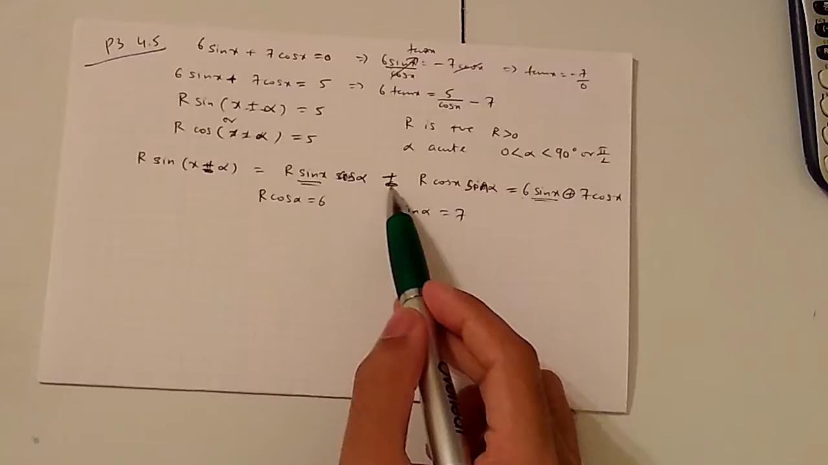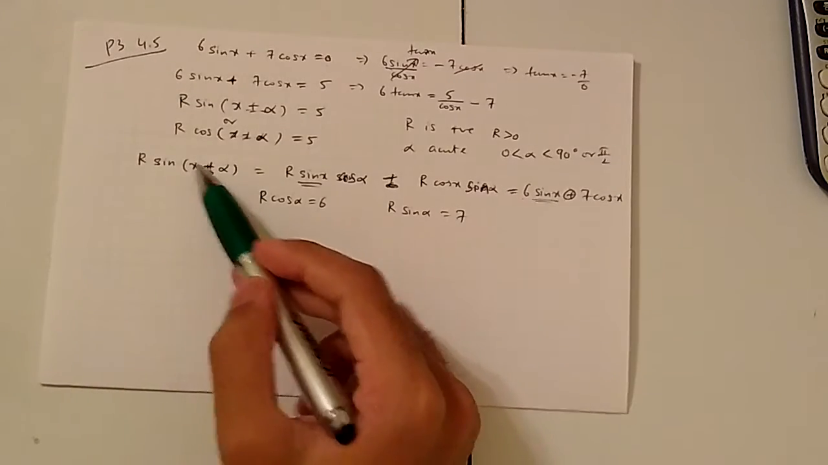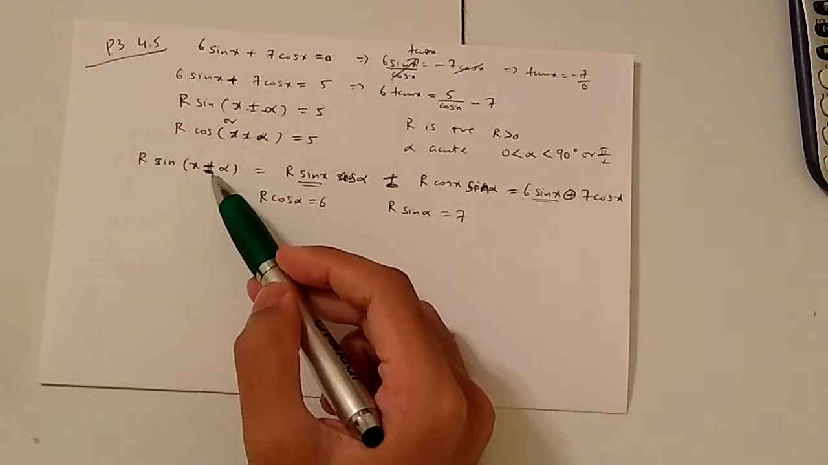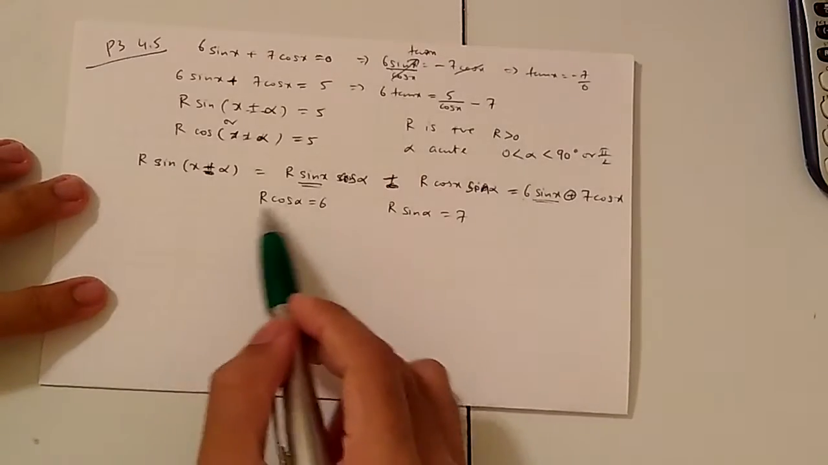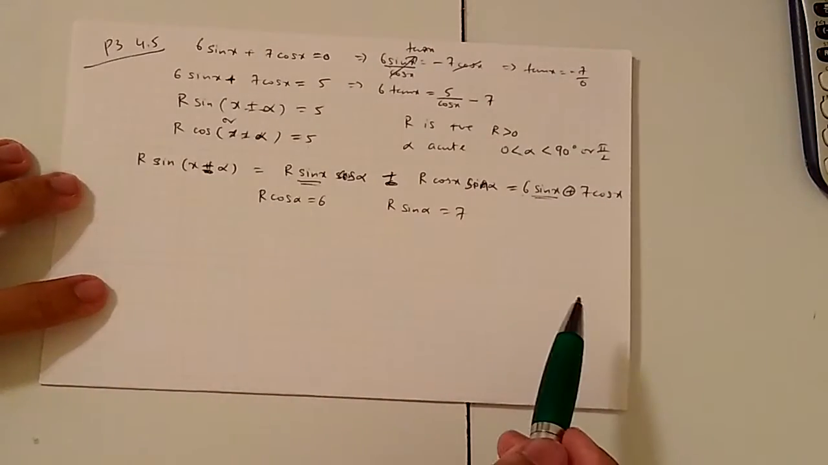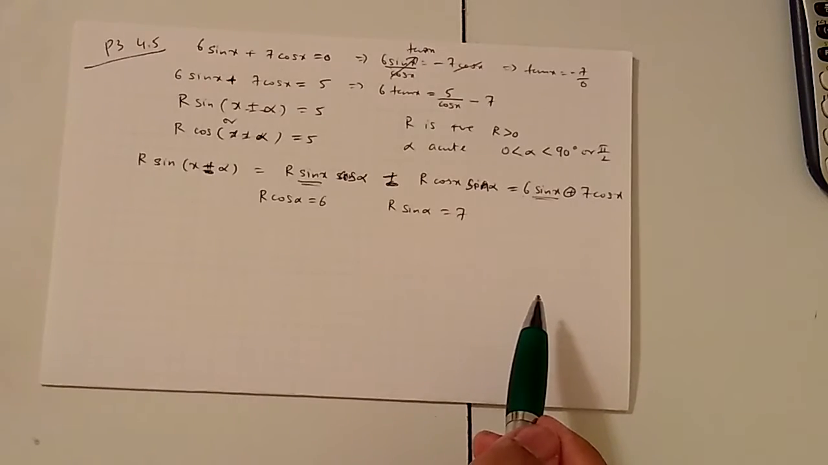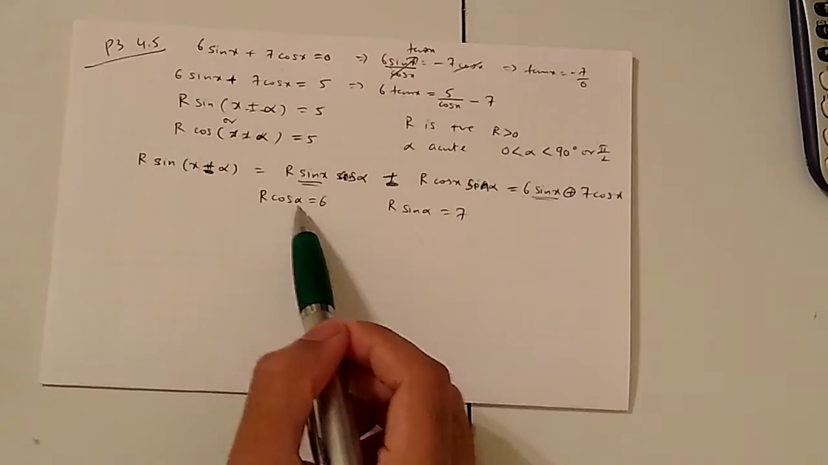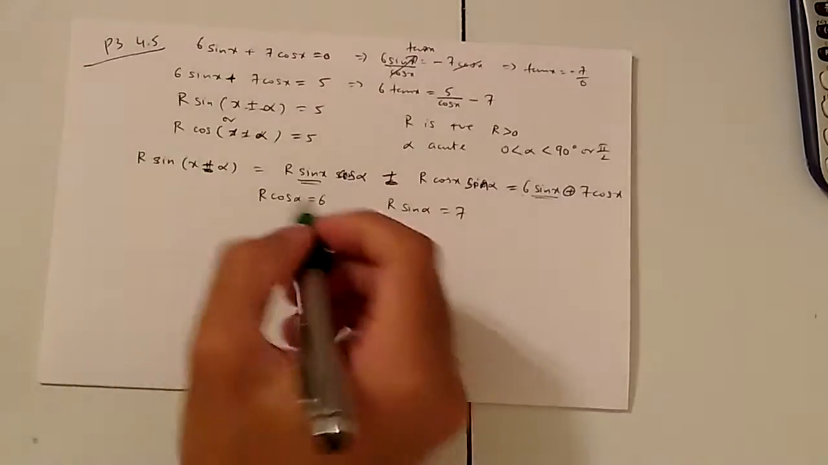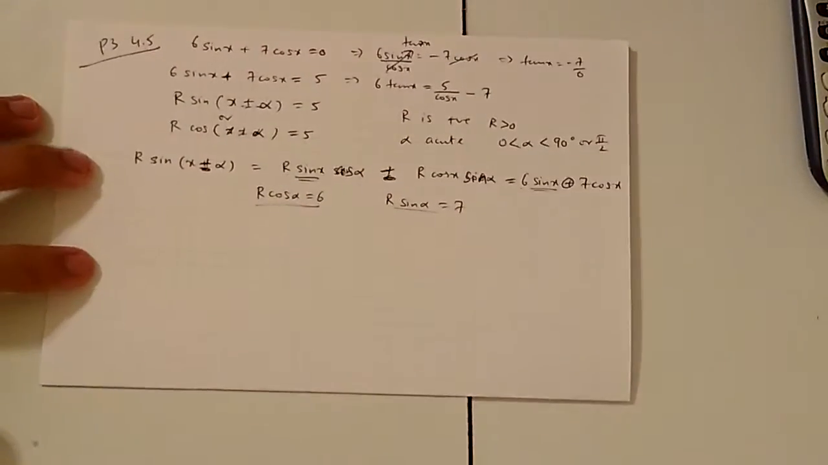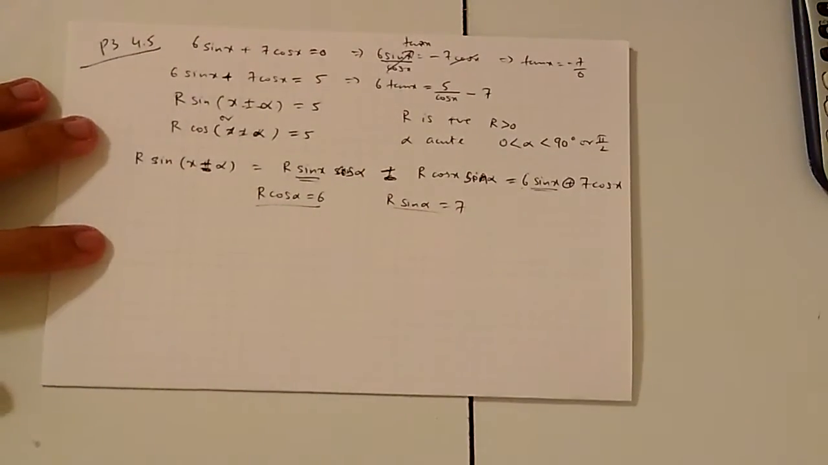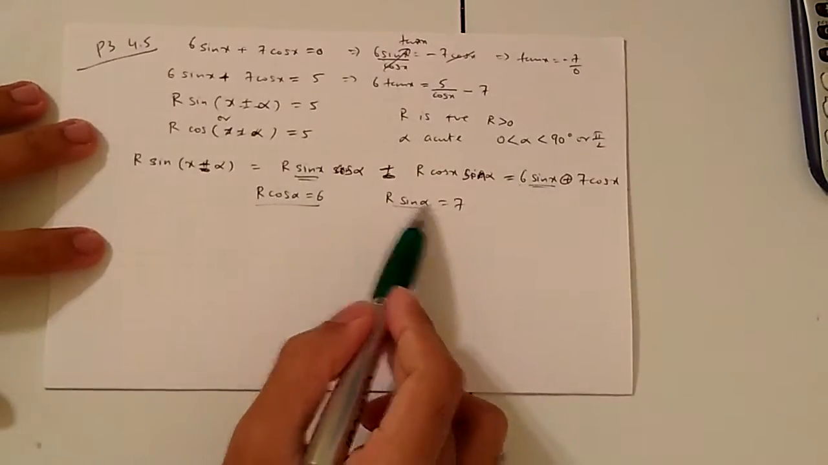and the plus is simply plus, therefore we are not using the minus version of this formula, R sine of x plus alpha. So you have R cos alpha equals 6, R sine alpha equals 7, and now you need to solve these two simultaneous equations to find the value for both R and alpha. Notice you have two unknown variables and two equations. The first step we're going to do is divide the second equation by the first equation.